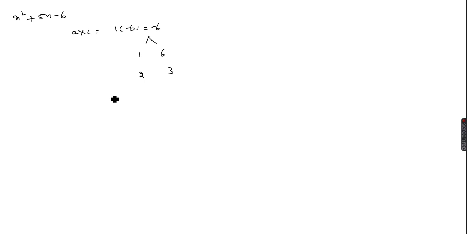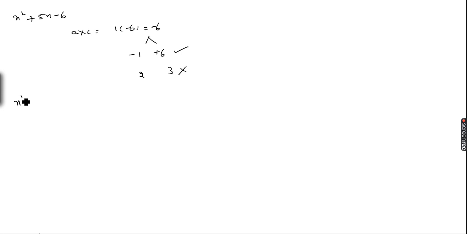Here what is the condition? If we do the addition, we get plus 5, and if we do the multiplication, we get minus 6. But here we have one plus and another one is a minus. For the bigger one it is a plus, and the other is a minus. Minus 1 plus 6 is nothing but plus 5. Minus 1 into plus 6 is nothing but minus 6. So we have to select this one, and the other is not suited.